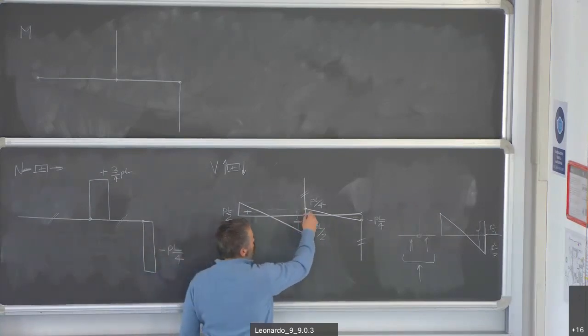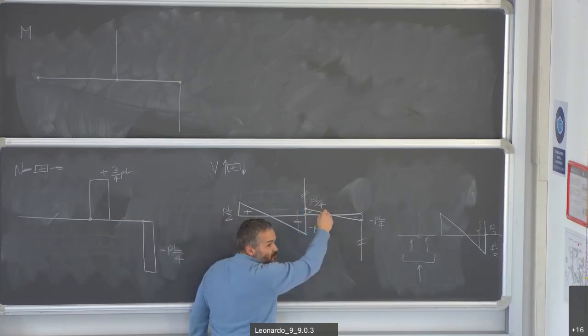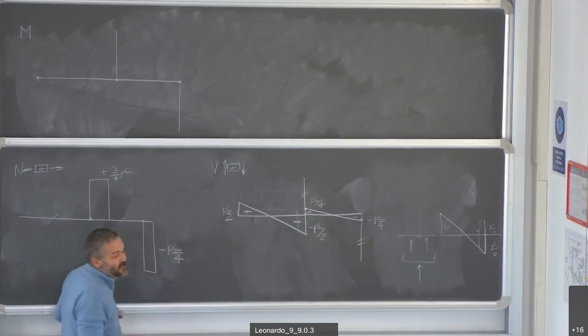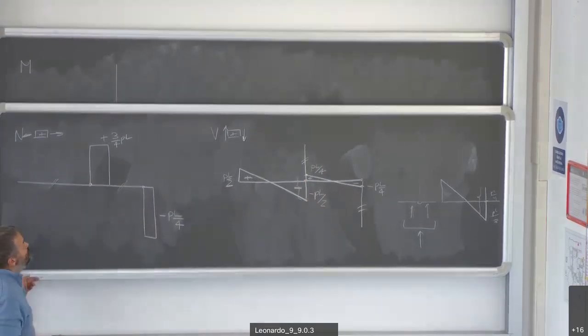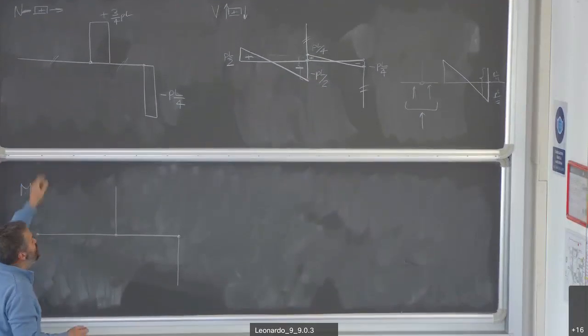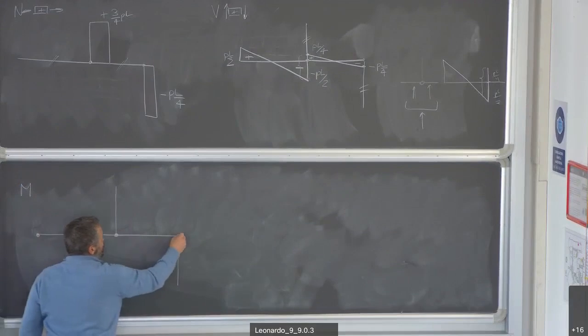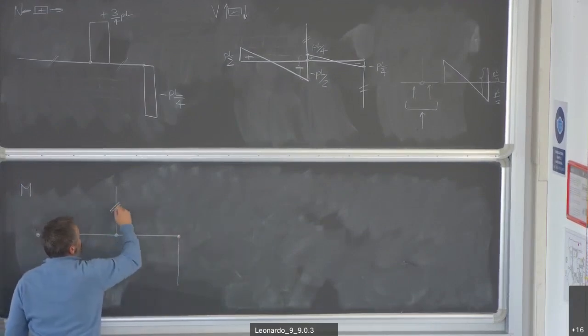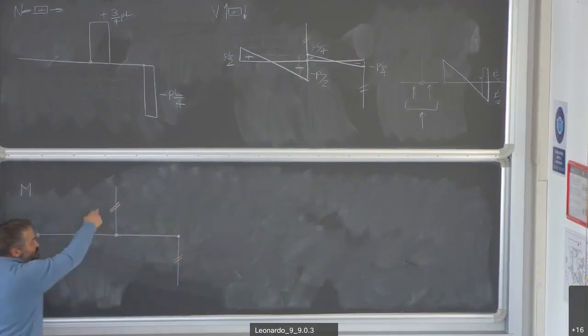Here, on the contrary, for the shear force, if you are to the left, you have minus PL divided by 2. To the right, you have PL divided by 4. So there is a jump, okay? In the bending moment diagram, this does not happen. And we can see it from the beginning because we know it's 0 here, it's 0 here, and it's 0 here, and it's 0 everywhere here and here because these are truss members.